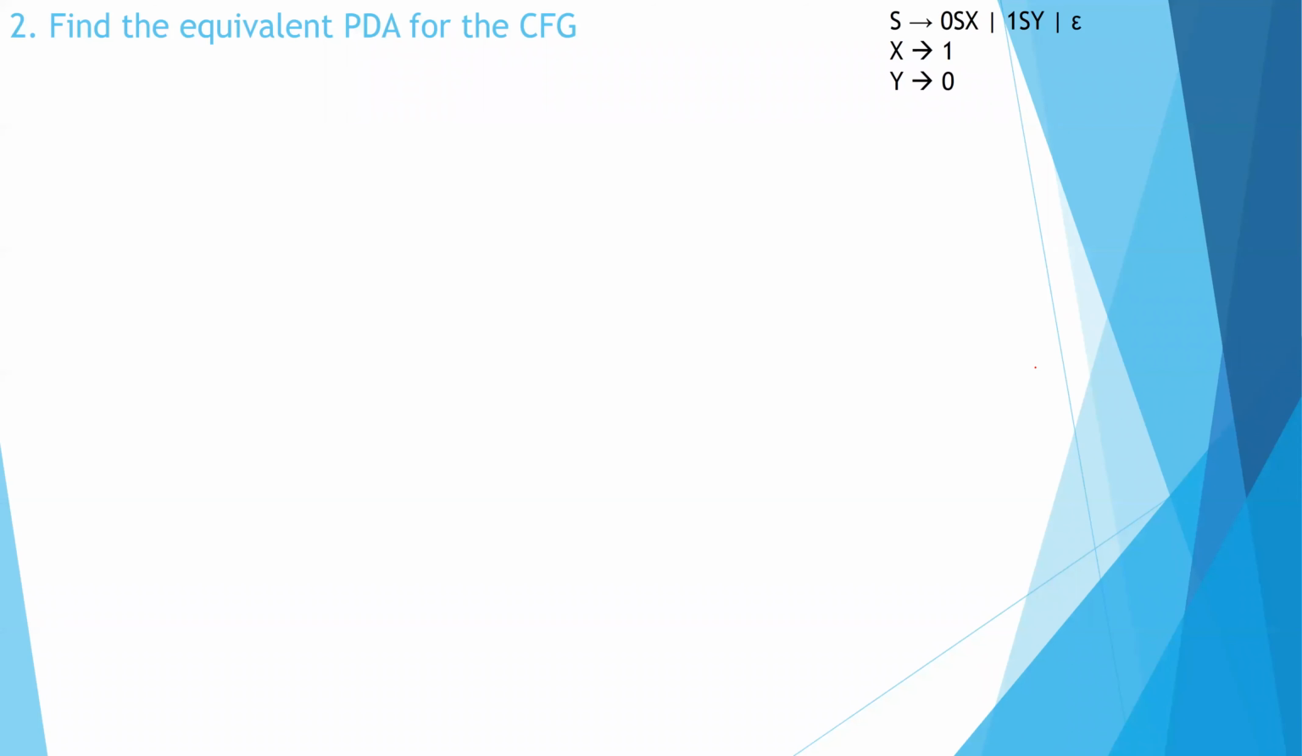We'll do another problem. You have a given grammar. Find the equivalent PDA for the given CFG. Okay, you have 3 sets of production rules: S, X, and Y. So now let's try making the PDA for this.